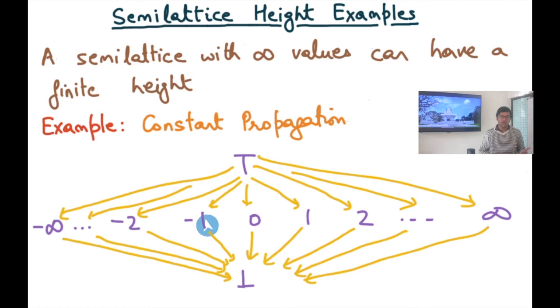But none of these values are related to each other by the partial order operator. They are related to the top and the bottom values, just like they have been shown in the semilattice diagram, which means any such value, for example 0, is less than or equal to top, and similarly bottom is less than or equal to 0, and that's true for any other value as well. Nothing special about 0. And so the height of the semilattice in this example is only three nodes, whereas the number of elements in the semilattice is infinite. So it's not necessary that if the number of elements is infinite, then the height must be infinite as well.